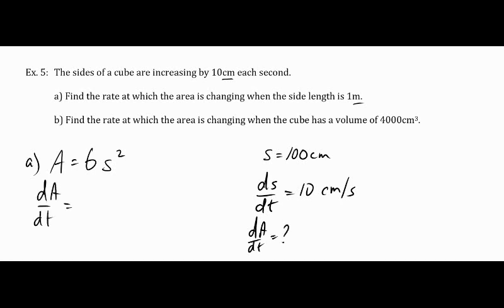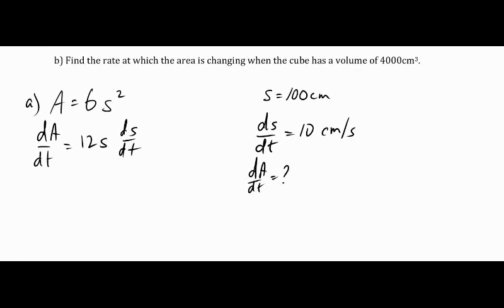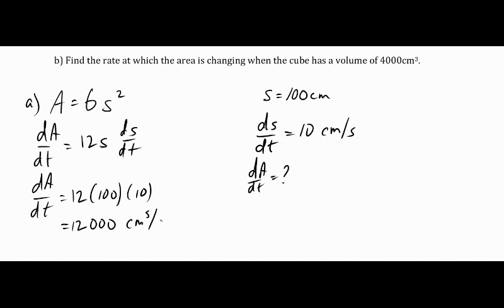So we've got to differentiate. Remember what I said, if you've solved the problem and you haven't differentiated, you're probably doing something wrong. dA by dt is 12s ds by dt, and so dA by dt equals 12 times the side length, which is 100, times ds by dt, which is 10, and that works out to 12,000 centimeters squared per second.